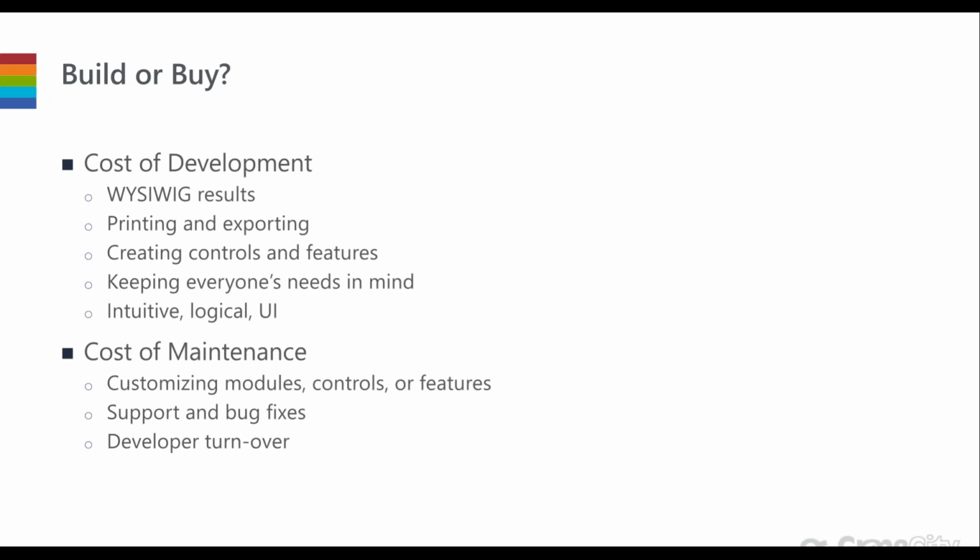So when you're looking at building your own application, what does it involve? Obviously, the cost of development is huge, because these are the features you want to have at a very minimum. You want to be able to create something that renders a WYSIWYG result. You want to have the printing and exporting functionality embedded into your software. Again, controls.